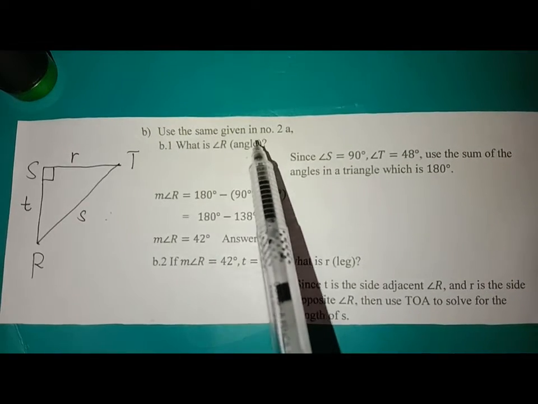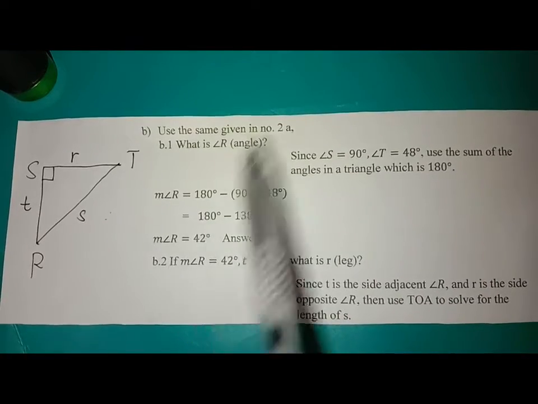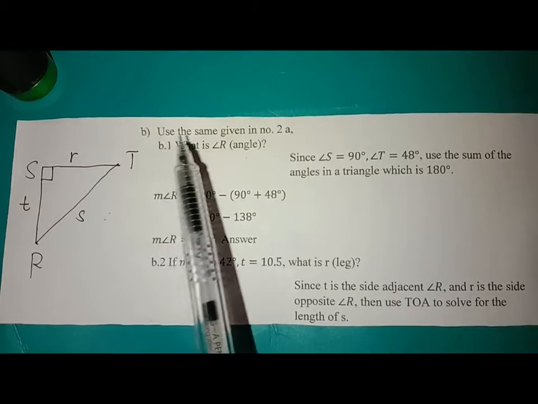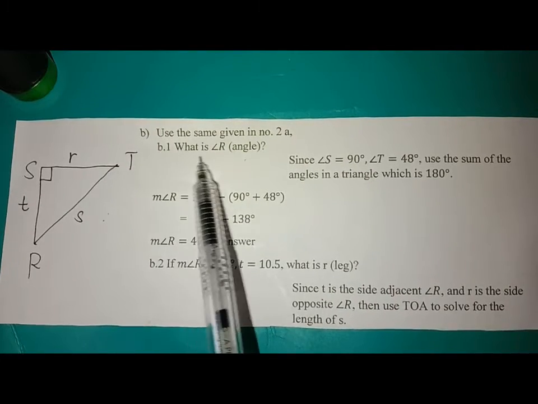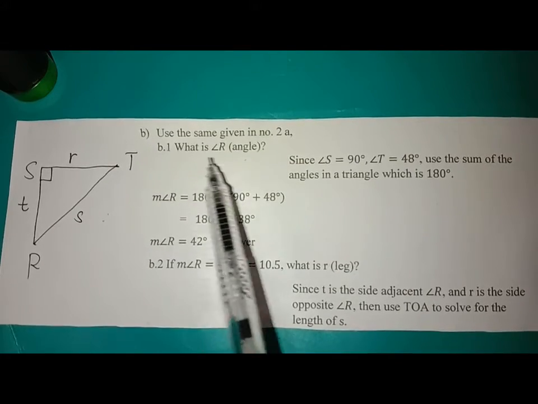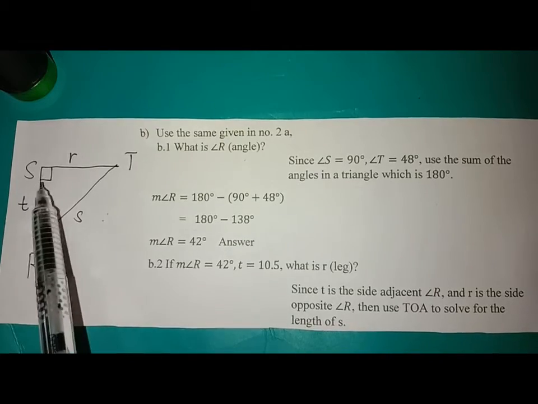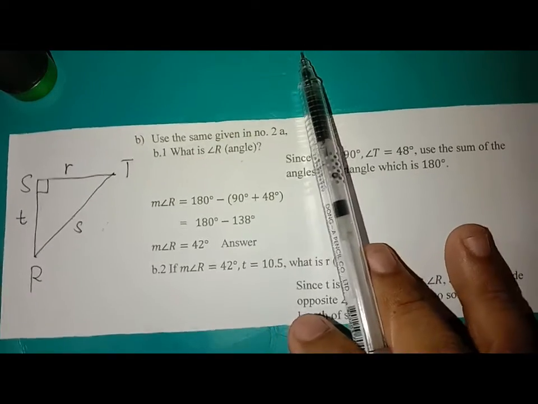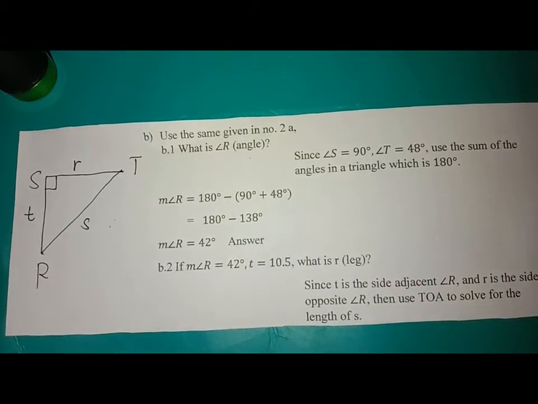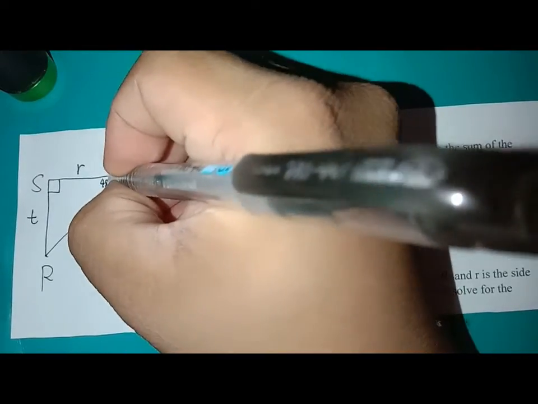Use the same given in number 2a. Last time we started to solve this problem, so we're just continuing. For B1, what is angle R? We're going to find the measurement of angle R. Since angle S is 90 degrees, and angle T is 48 degrees.